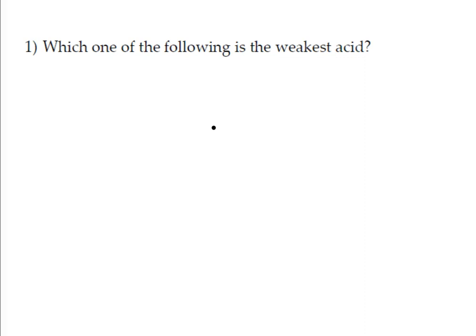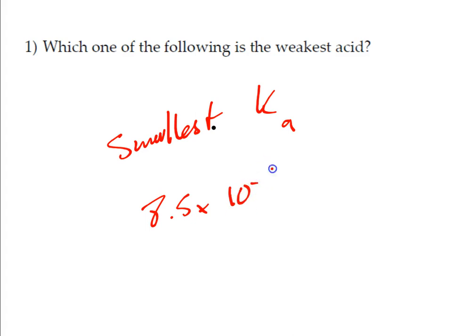Let's go through this quickly. It says, which of the following is the weakest acid? The options are just going to be a bunch of Ka's, so choose the one with the smallest Ka value. Look, if it's 8.5 times 10 to the negative fifth, or 1.2 times 10 to the negative fourth, this is what we're looking for, not that. The largest negative exponent is the smallest number, if that makes sense. So that's what we're looking for on number 1.